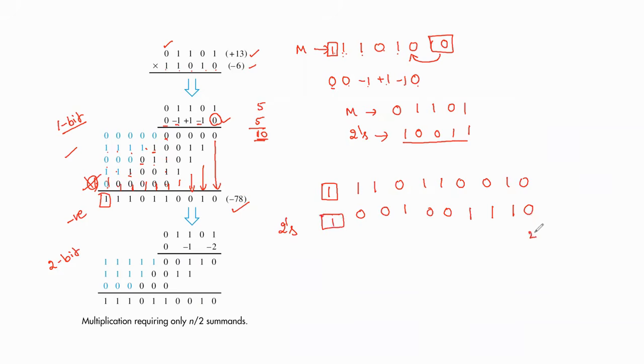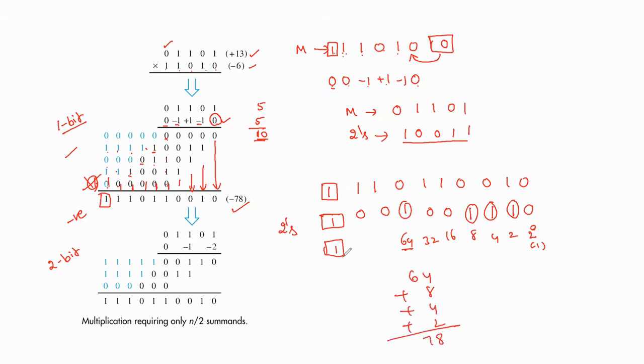This is 2 power 0, its value is 1. 2 power 1, 2, 4, 8, 16, 32, 64. No need to assign the binary weight. Directly we should take the negative sign number as 1. Now only add the corresponding binary weights of the 1 values only. Here it is 64. This is 1 bit, this is 1 bit, 1 bit, 1 bit. Now 64 plus 8 plus 4 plus 2. The resultant is 78, but the sign bit is 1. That's why it is -78.